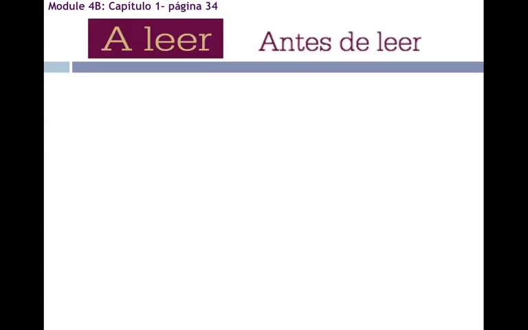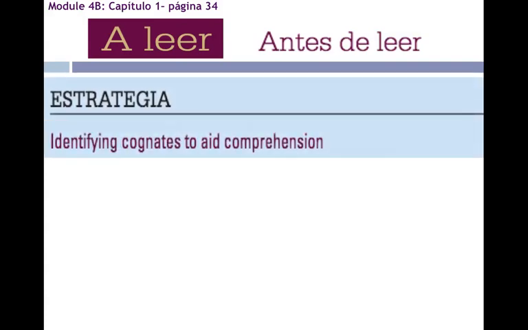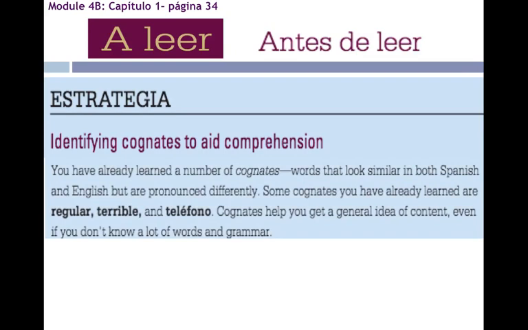Antes de leer, before reading, estrategia. Of course, you know what that means, good cognate. Strategy, and that's what this is about, identifying cognates to aid comprehension. You've already learned a number of cognates, words that look similar in both Spanish and English but are pronounced differently. Some cognates you've already learned are regular, terrible, teléfono. Cognates help you get a general idea of content, even if you don't know a lot of words and grammar.